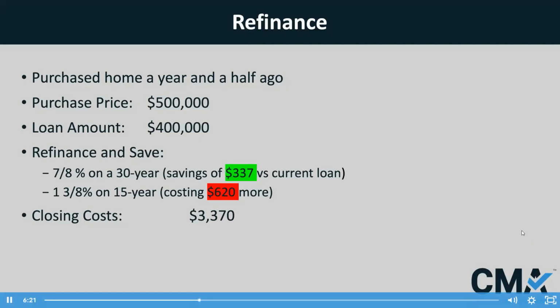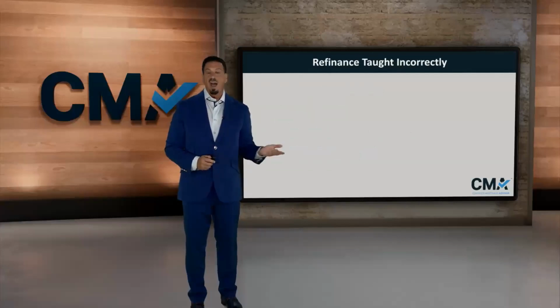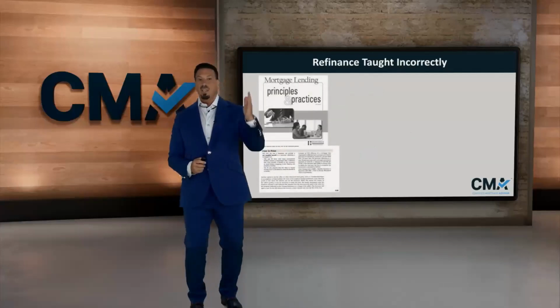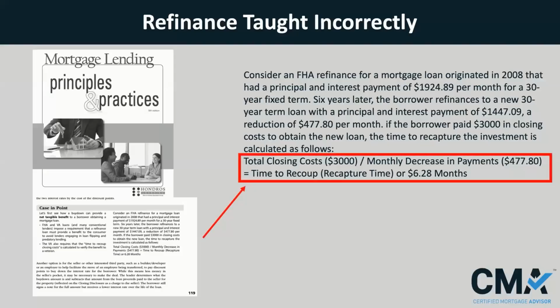My question to you is this: how long is it going to take for them to break even on their closing costs now? Closing costs, 3,370, monthly savings, 337. How many of you would look at that and say, oh, that's easy. It's 10 months to break even. Well, I don't blame you for saying that, because in fact, that's the way it's taught. If you look at the actual textbooks, it tells you to do exactly that. Take the closing cost and divide it by the monthly savings, and that's your break even.